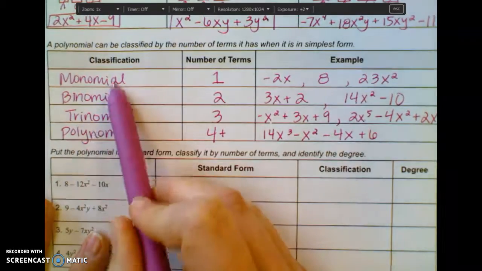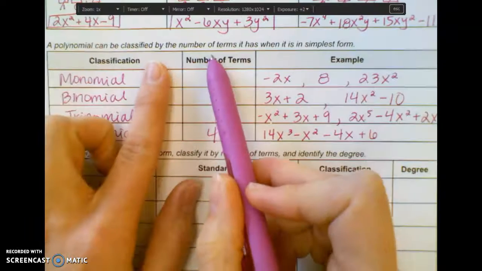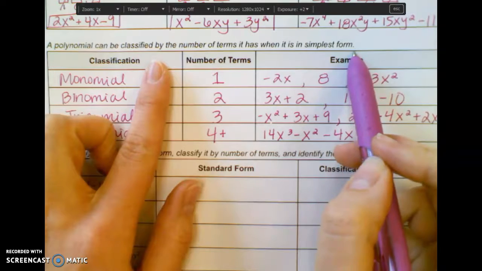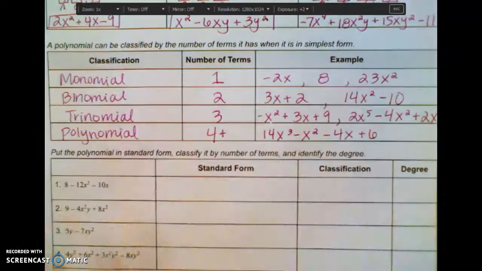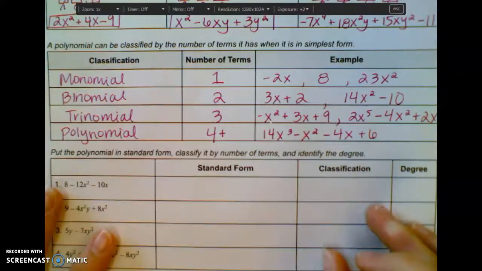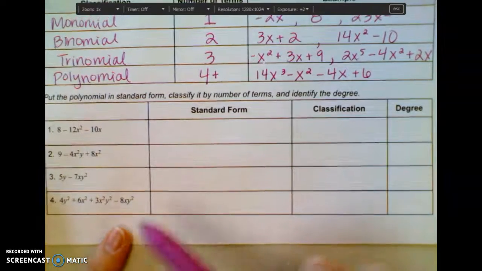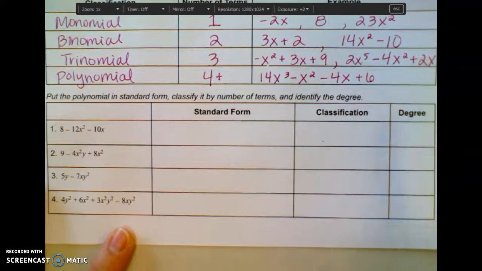Now notice all of these names, all of these classifications only occur once the polynomial is in simplest form. So that means if there are any like terms we need to combine, you combine them first. Once you do that, then you can classify it. So last thing we're going to do on these 11.1 notes is take these 4 examples, put them in standard form, classify them, and talk about the degree of the polynomial.